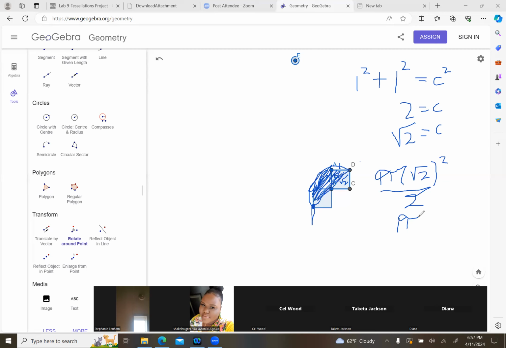And then to finish off this, we also need to include this half of a square and that half of a square. The square was 1 by 1. So half of 1 plus half of 1 is just 1. So that gives us 1 plus pi square inches as our area.